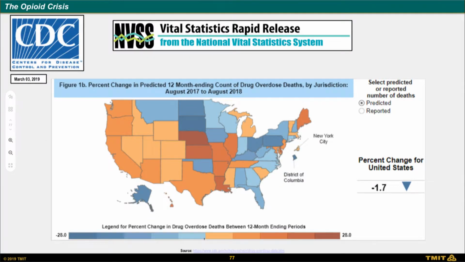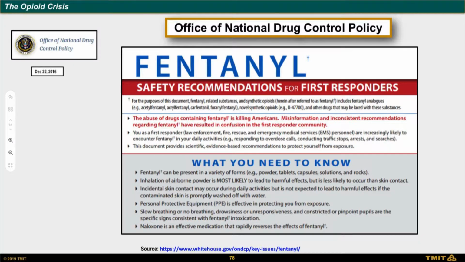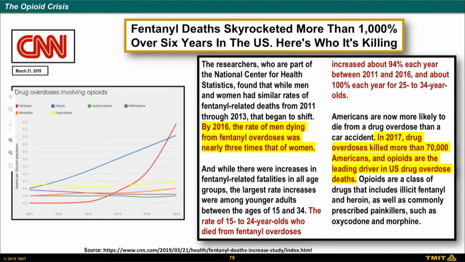The next slide from the NBSS shows the percent change in drug overdose deaths between the 12 months described here. We look at the National Drug Control Policy and their safety recommendations for first responders. We know that first responders in their effort to help patients have sometimes been affected when they have come in contact with fentanyl, either topically or through the inhalational route. And there are recommendations now for gloves and specific masks to protect these people.